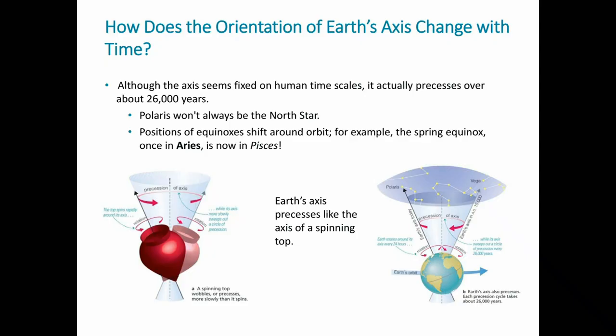And so things like the equinoxes will change. So currently what constellation is in the sky for the spring equinox is Aries, but eventually it'll shift over to Pisces. So the time of year that you might associate a constellation with is going to change, and that's why your star signs don't necessarily match up.